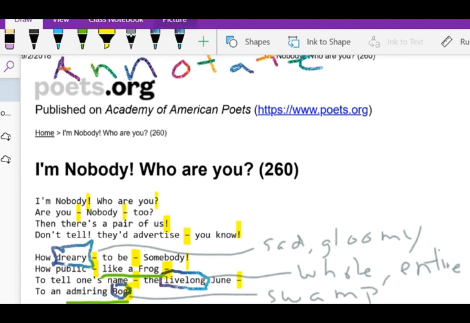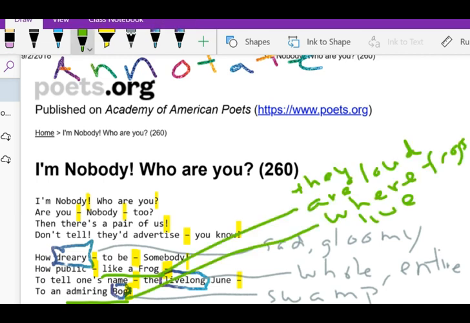Don't forget that once you find the figurative language, you want to try to figure out why the poet used it. So why would Emily Dickinson compare being somebody to being like a frog? Think about that and write down some notes. So I decided that I thought she used like a frog because frogs are so loud. And I thought she said admiring bog because that's where the frogs live. So if we're thinking of it like a human being, a bog could be like a town for people. And there are sometimes loud people in the town.